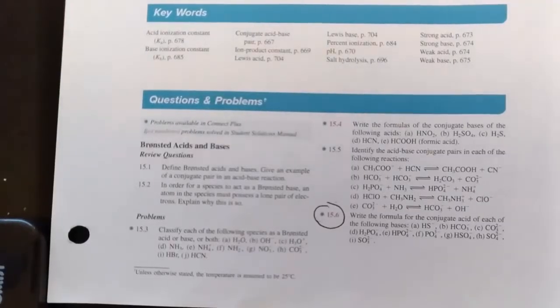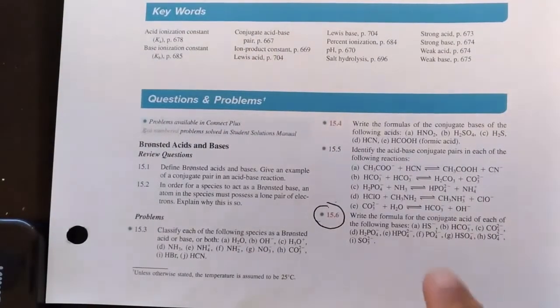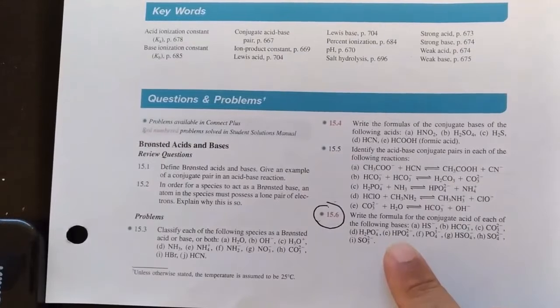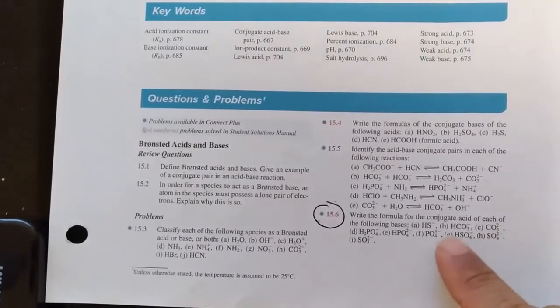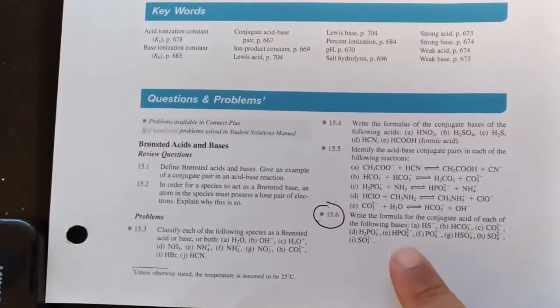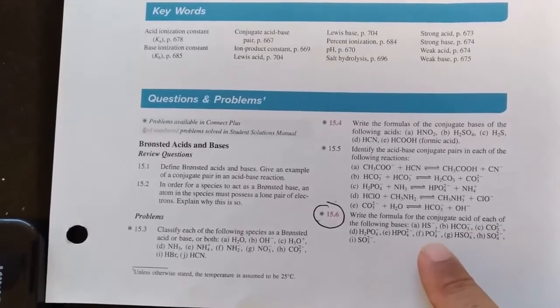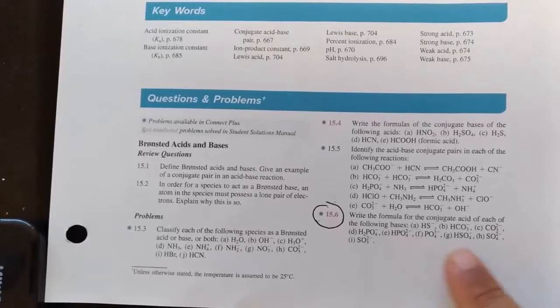Phosphate. We add an H plus, and then we get basically part E, right? HPO4 minus 2. So minus 3 plus the plus 1 gives you minus 2. So this would be the conjugate base. This would be its corresponding acid.